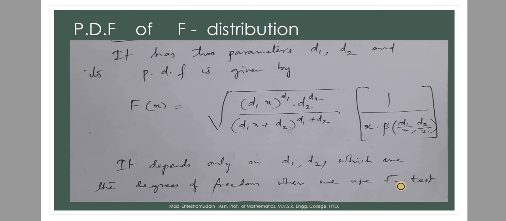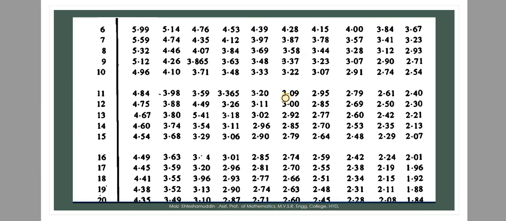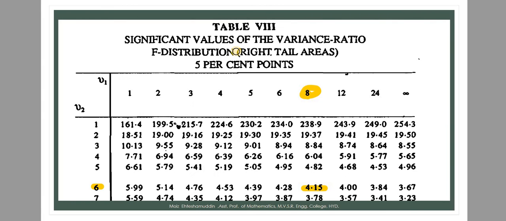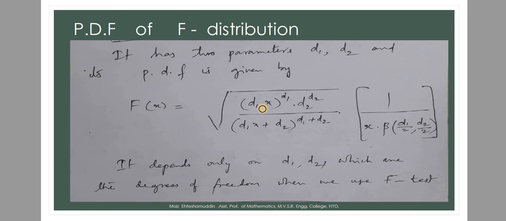And these are the tables included for that, and this is the PDF of the F distribution. The F test depends upon the F distribution. Looking at this, D1 and D2 are two parameters. Once D1 and D2 are fixed, for example, we have calculated with D1 equal to 8 and D2 as 6, then it is going to become a function of x only, and we'll be getting the values of f of x.